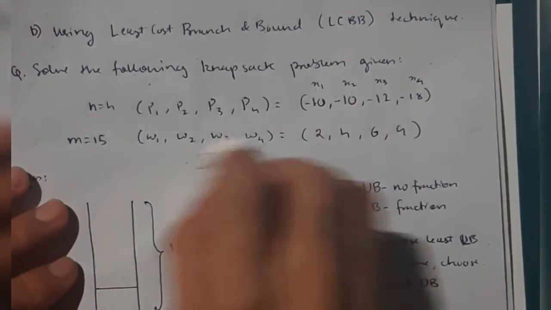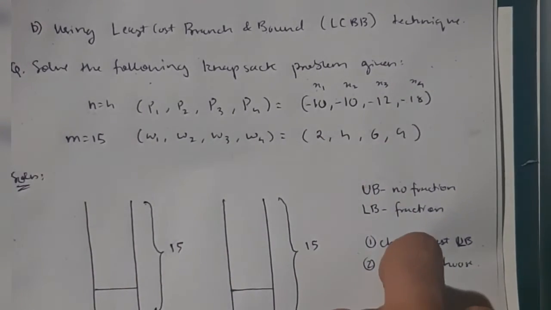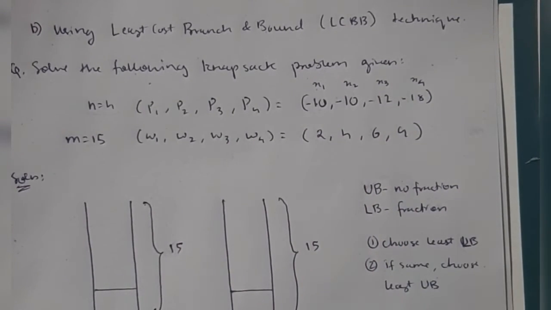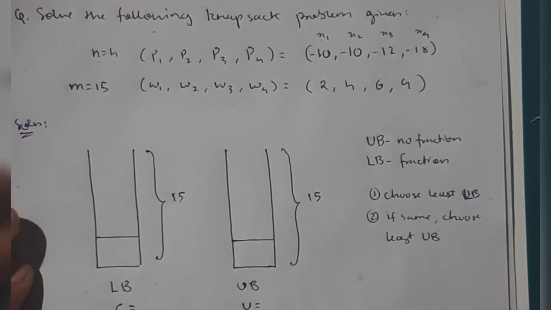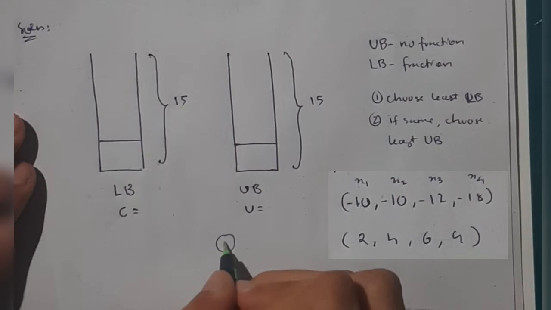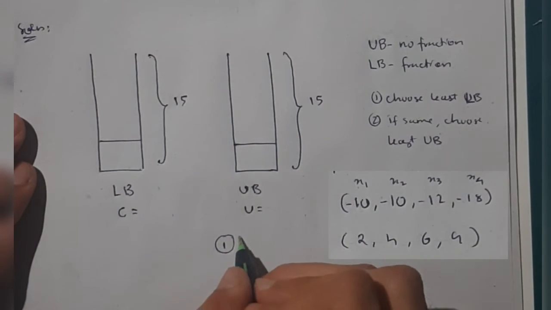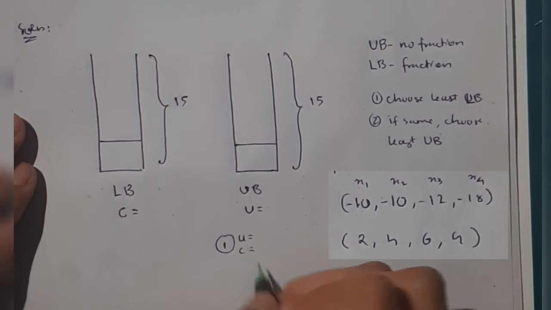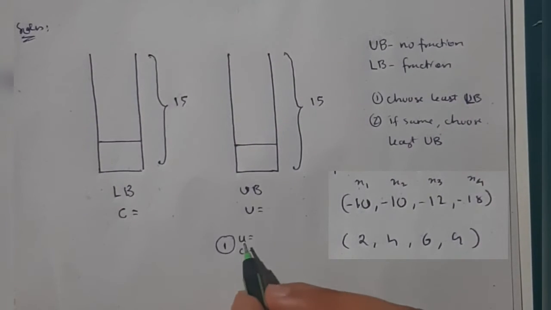I'll be explaining what all these things mean, so don't worry about them. Let's get started with the solution. In the solution, we are making nodes, so we're making the state space tree, node 1. After that we'll be writing here u is equal to and c is equal to. Now let's discuss what u and c are. u means upper bound, c means lower bound.